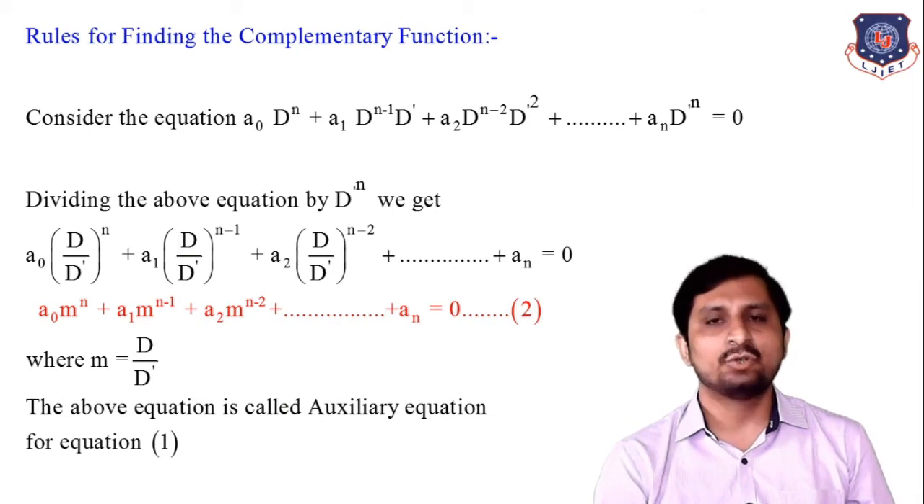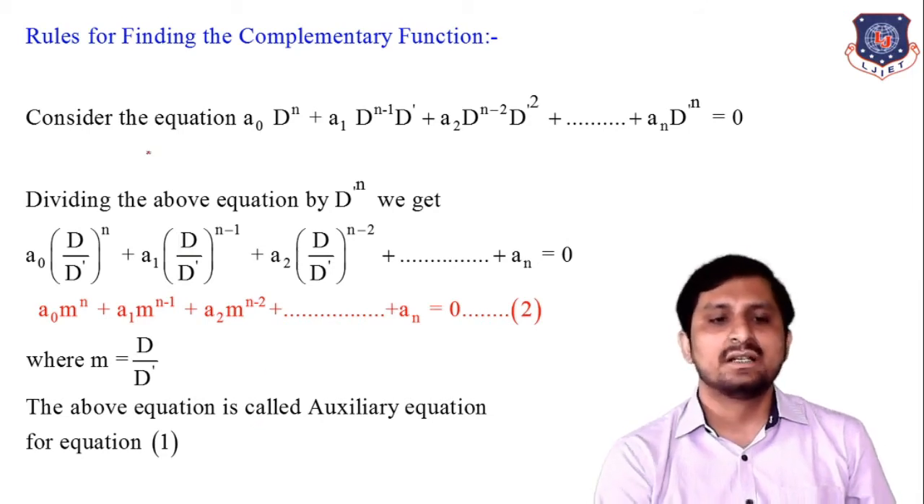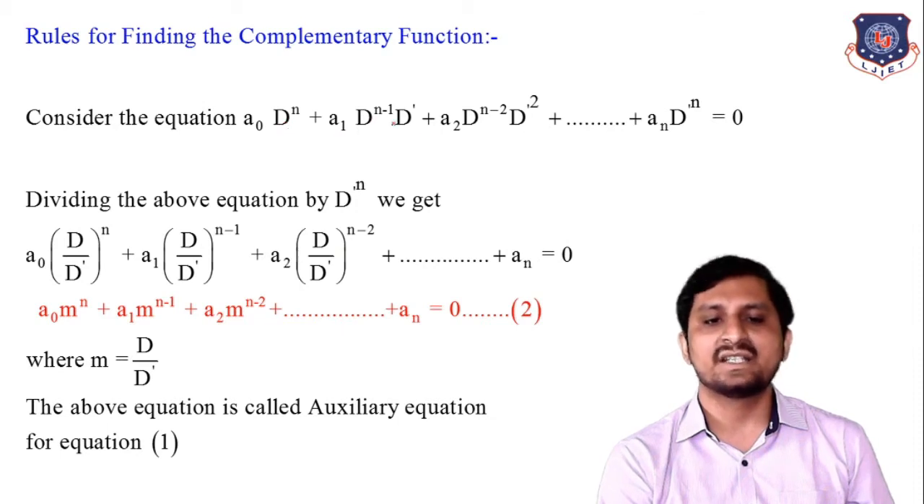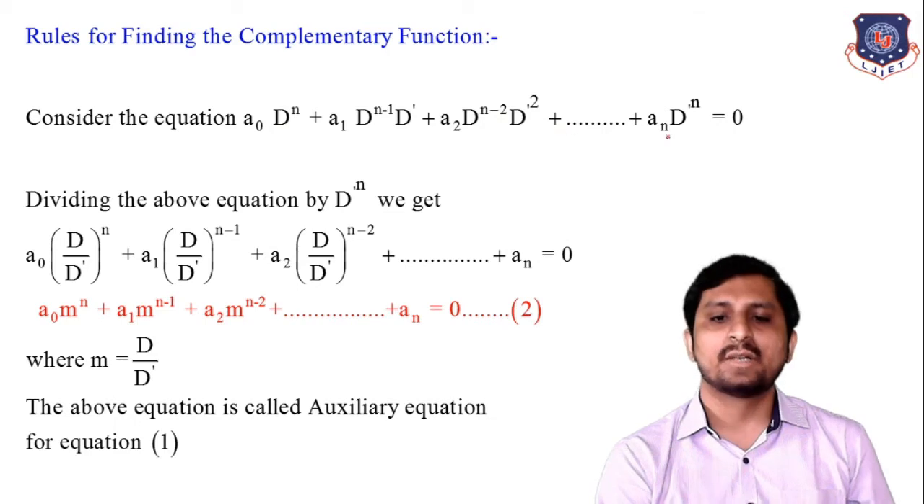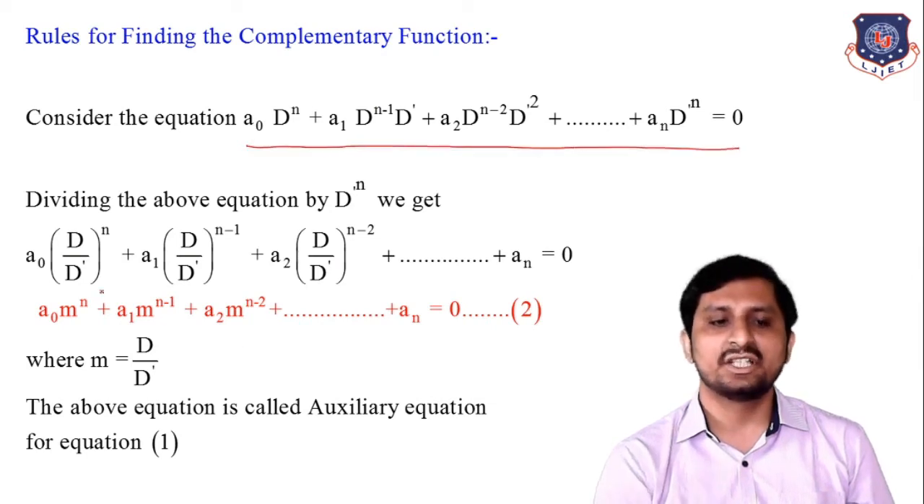For that you have to remember some rules. Consider the equation a0 D raised to n, plus a1 D raised to n minus 1 d dash, plus a2 D raised to n minus 2 d dash square, plus up to an d dash raised to n, that is equal to 0. So consider this equation. You can easily get this equation from the original equation.